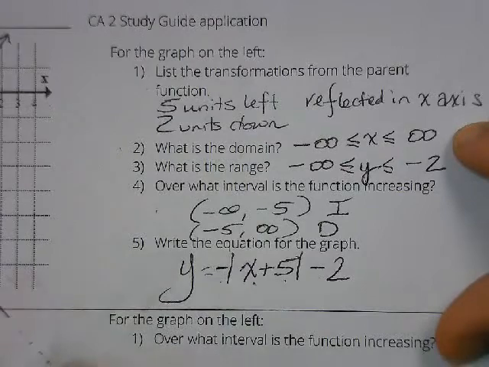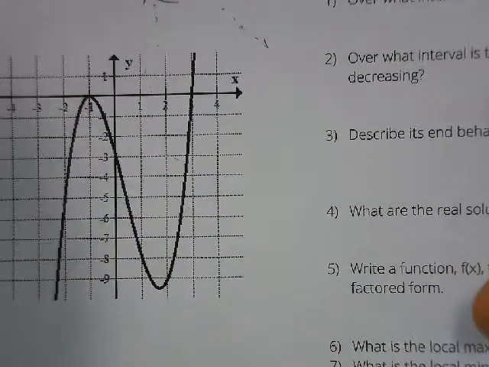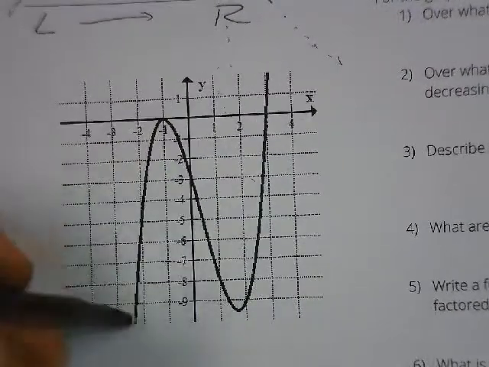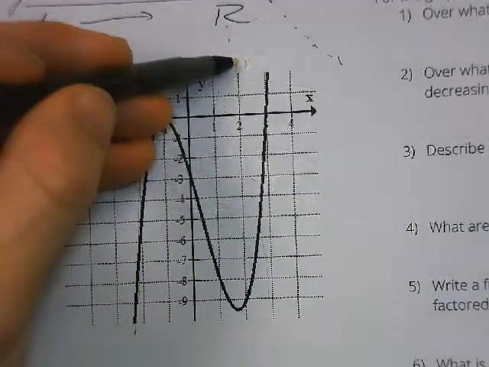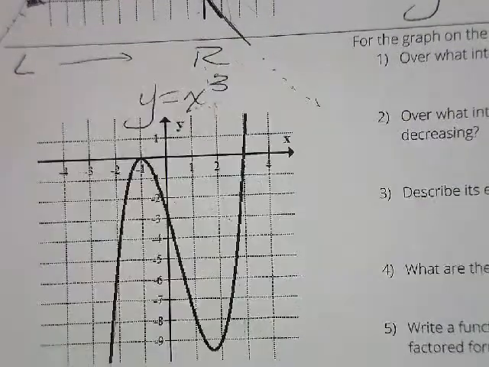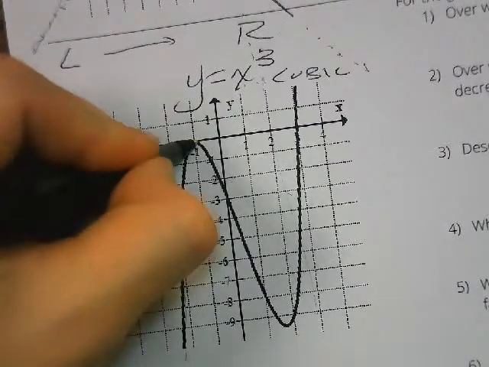Alright. So we're now looking at our cubic function. I know this is a cubic because it has 1, 2, 3 turns. So there are 3 turns here. This is y equals x cubed is our parent function. It's a cubic. I can see it has a bounce right here and a cross right here.